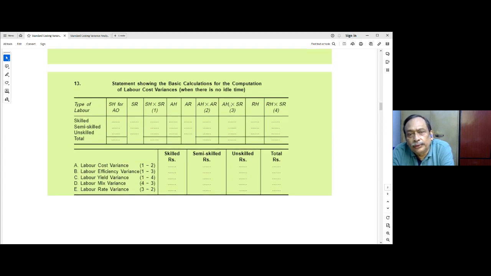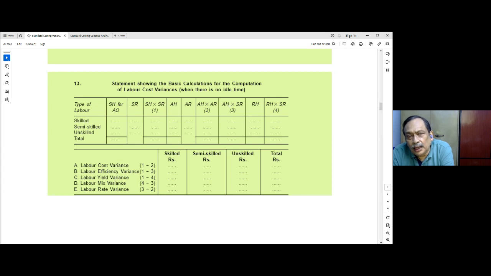So good afternoon to all of you students, and I welcome you for this session of management accounting. If you remember, we have already completed material variances in standard costing, and we have started with labor, and we have also discussed the important phenomena of calculating the various labor variances.